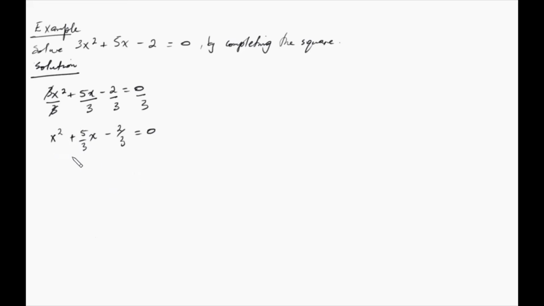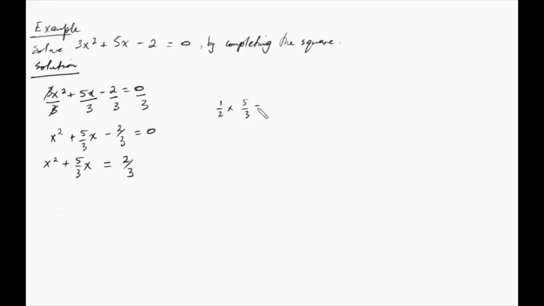Now, completing the square, we are interested in these two terms. This is where we are going to complete the square. So this term must go onto that side. So we will have x squared plus 5 over 3x is equal to 2 over 3, right? All right. Now we want to complete the square. Now we are going to take the coefficient of x and multiply it by half. Half times 5 over 3.